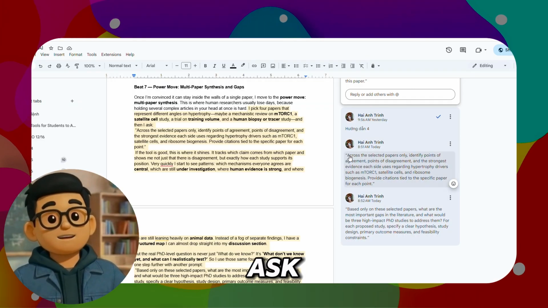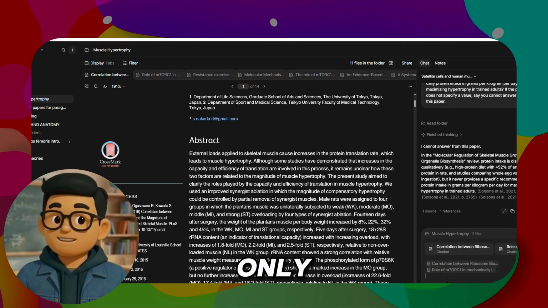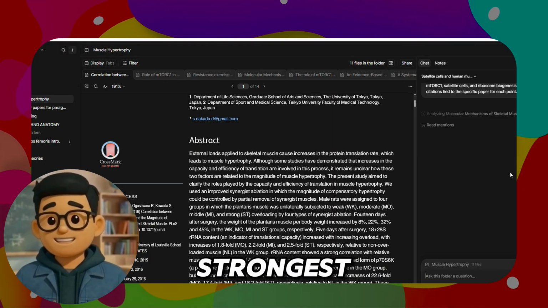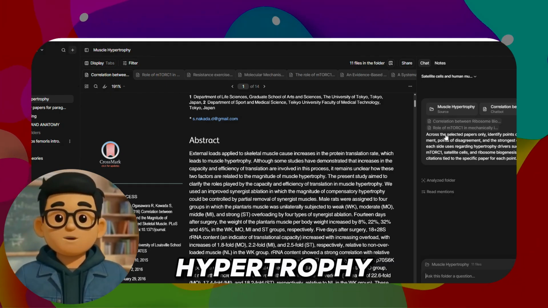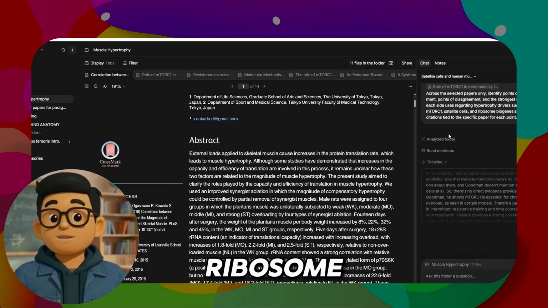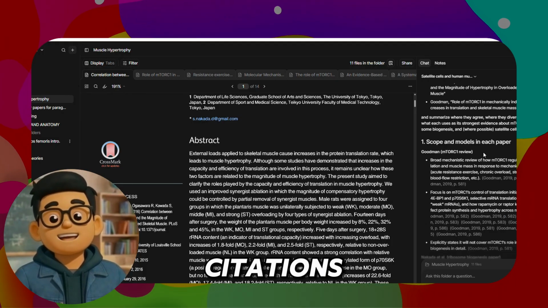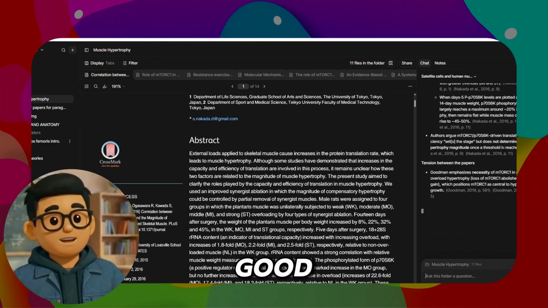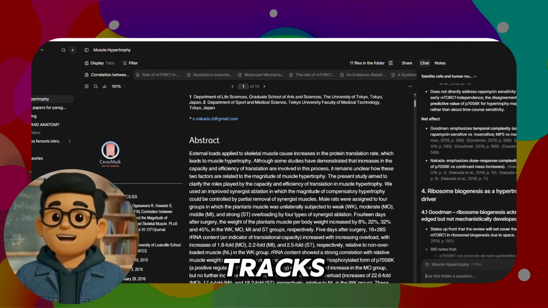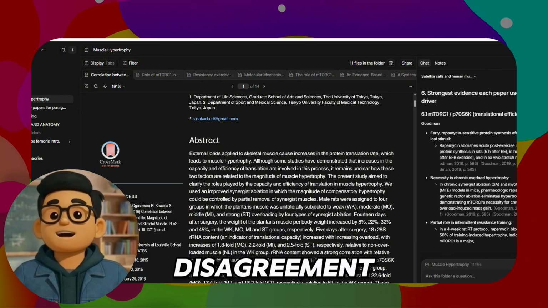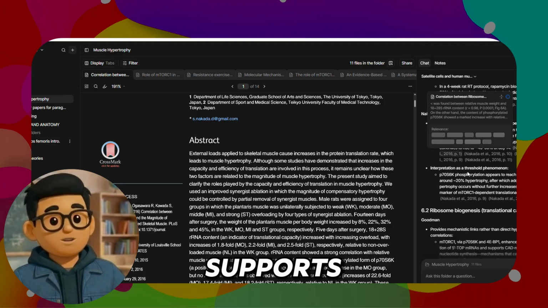And then I ask, "Across the selected papers only, identify points of agreement, points of disagreement, and the strongest evidence each side uses regarding hypertrophy drivers such as mTORC1, satellite cells, and ribosome biogenesis. Provide citations tied to the specific paper for each point." If the tool is good, this is where it shines. It tracks which claim comes from which paper and shows me not just that there is disagreement, but exactly how each study supports its position.